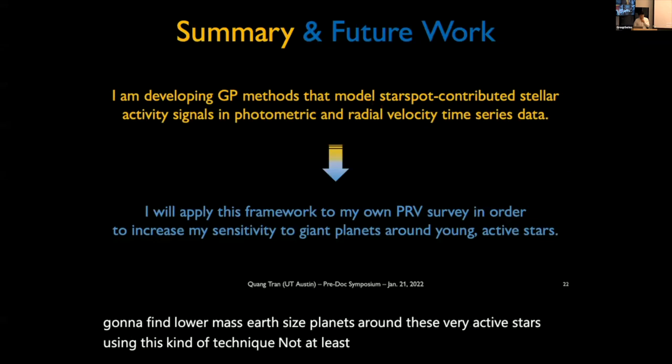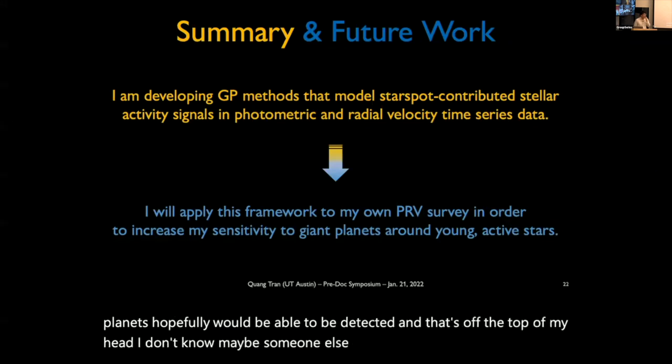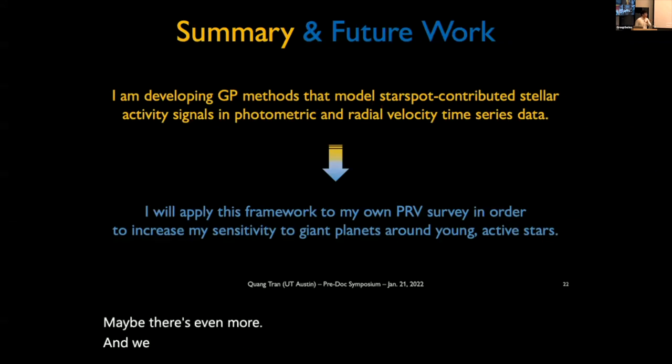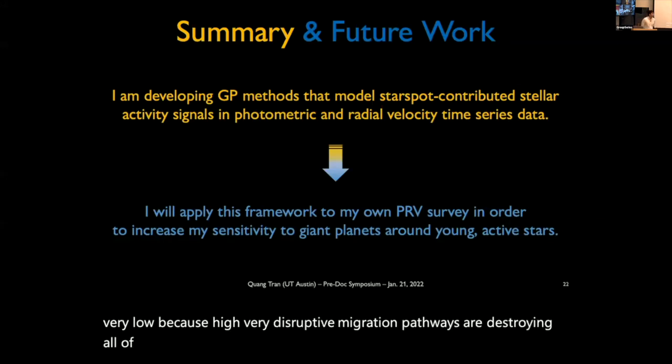I would say most giant planets hopefully would be able to be detected, and that's off the top of my head, I don't know, maybe someone else, hundreds of systems. Maybe there's even more, and we just don't know it. The occurrence rate at much older ages is very low because very disruptive migration pathways are destroying all of them. So there might be even more, an order of magnitude more, but there is quite a few.